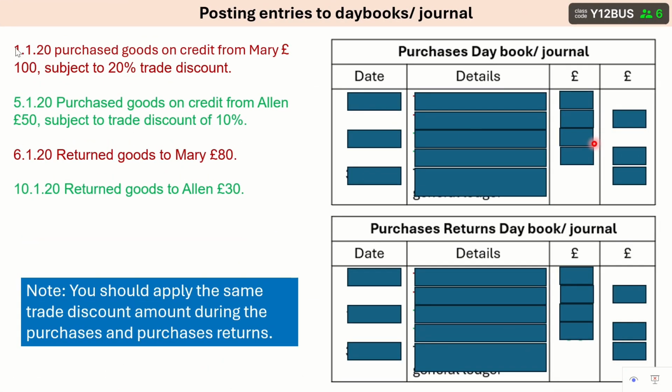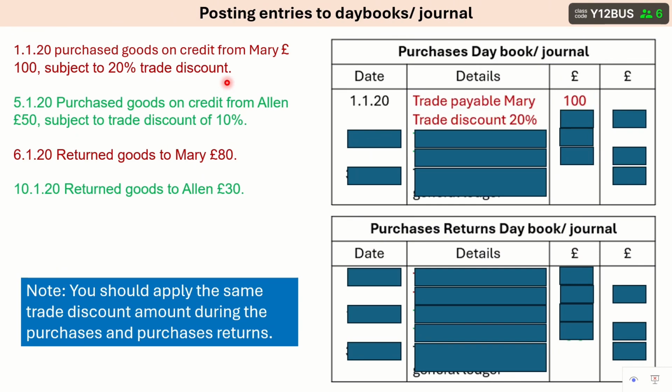Let's complete the purchases daybook. On 1st of Jan 20, purchase goods on credit from Mary 100, 20% trade discount. Enter the amount. Trade discount 20% is 20, therefore the difference is 80. On 5th, purchase goods on credit from Alan 50, subject to trade discount 10%.